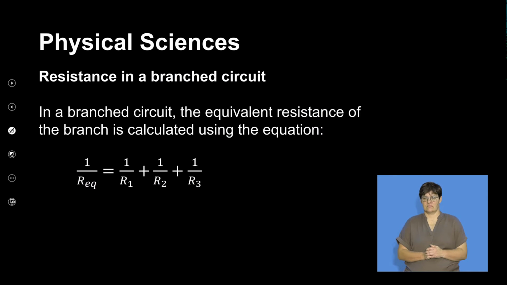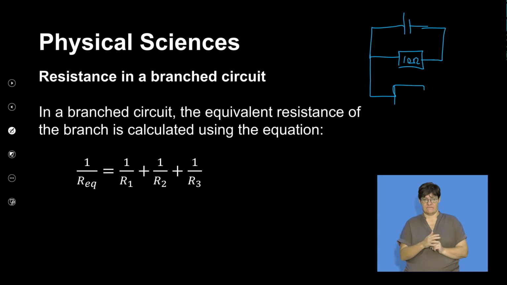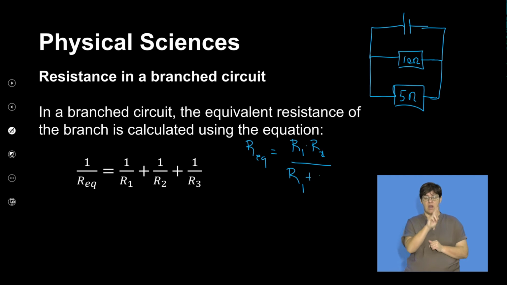Okay. So if we look at the example that we had in the simulation, where we had the 10 ohm resistor connected in a branch circuit, in parallel with the 5 ohms, we can use this formula to calculate the equivalent resistance. R equivalent is equal to the product R1 R2 divided by the sum R1 plus R2. So what does that give us? R equivalent, only for 2 resistors, is 10 multiplied by 5, divided by 15. The 15 is the sum of the 2.